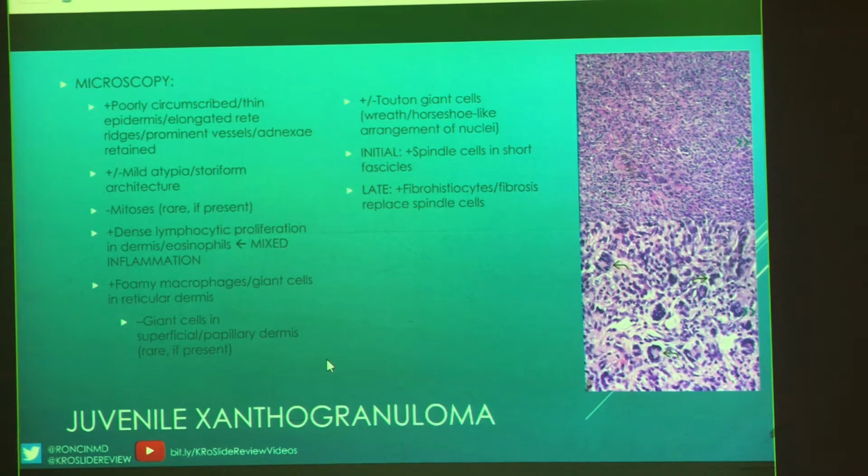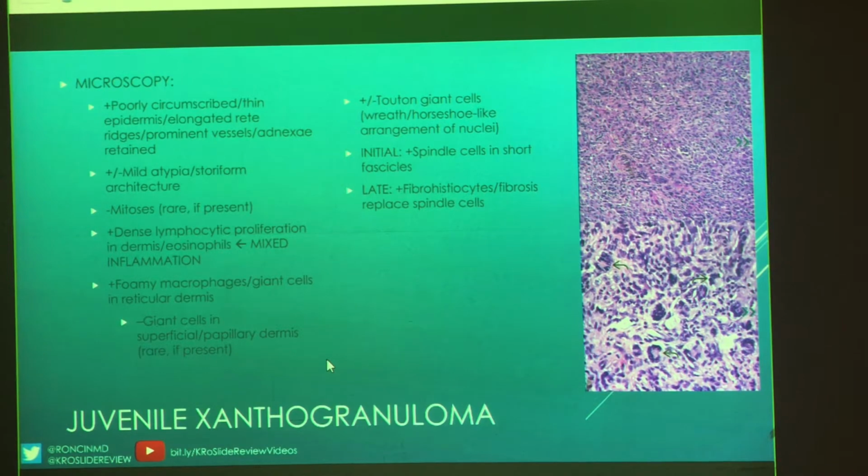and as we saw in our case, our giant cells were somewhat located in the superficial papillary dermis, and most of them, to me, looked more like the Touton type giant cells, where they have that wreath-like appearance, horseshoe-like arrangement, where it's the wreath being entirely around the perimeter of the cell, and horseshoe being most of the way around the cell, about 3/4, 5/6.